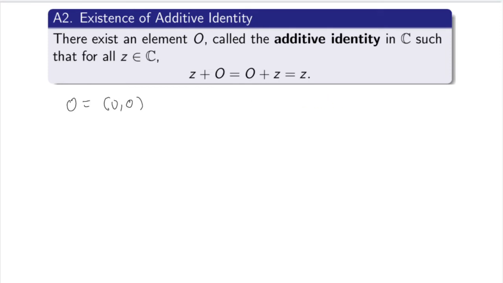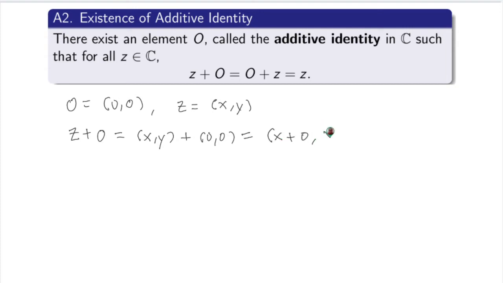Let's start with C plus O. Again, we're assuming that C can be written as the complex number x, y. So C plus O is the same as the complex number x, y plus the complex number 0, 0. Using the definition of addition, we have x plus 0 for the real part and y plus 0 for the imaginary part. Going inside the components of the complex number, we have x plus 0, which is the sum of the real numbers x and 0.